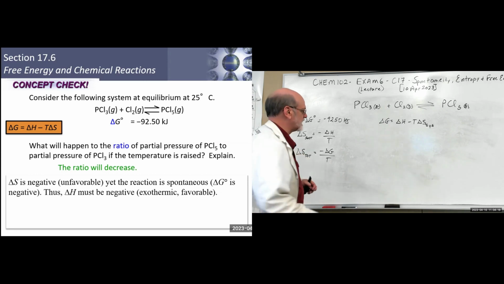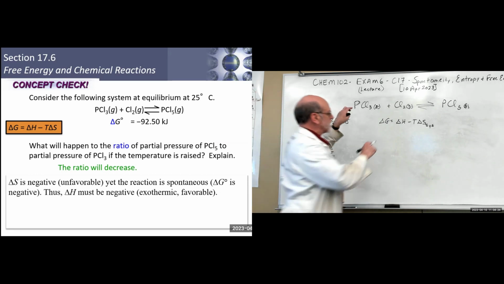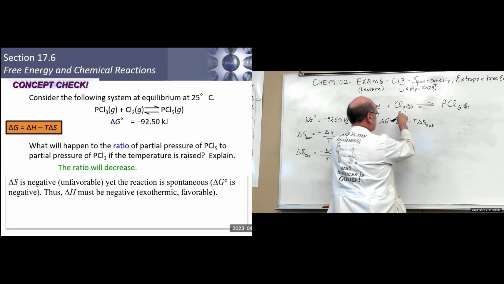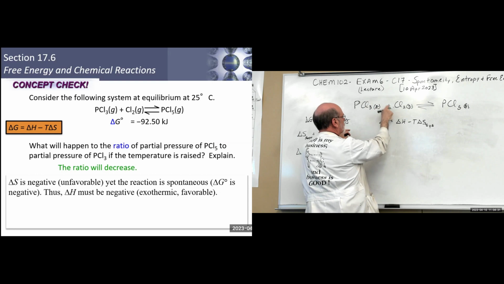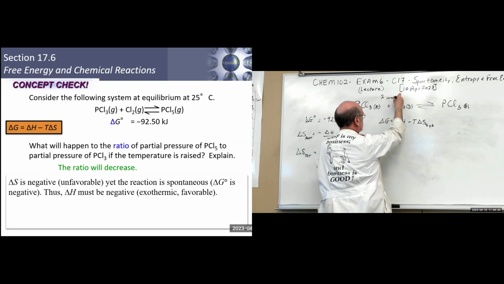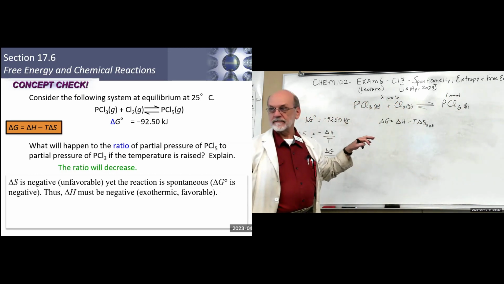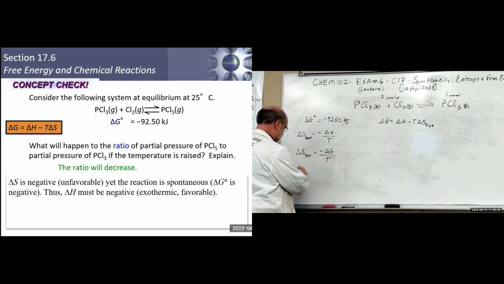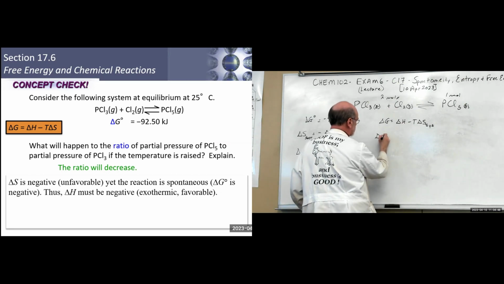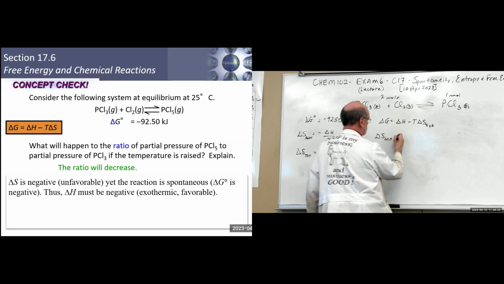Yet the reaction is spontaneous. Okay. The reason they're saying delta S for the system is negative is because you have 1 mole here. You have 2 moles going to 1 mole. It's less ordered. That's why we're saying that the delta S for the system is negative.